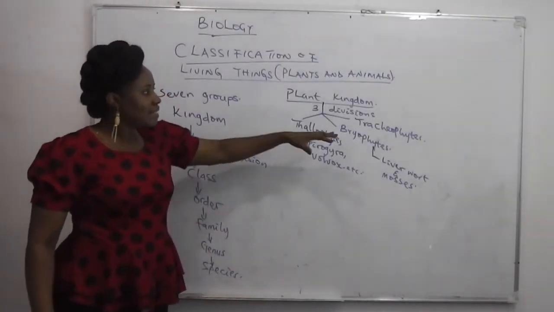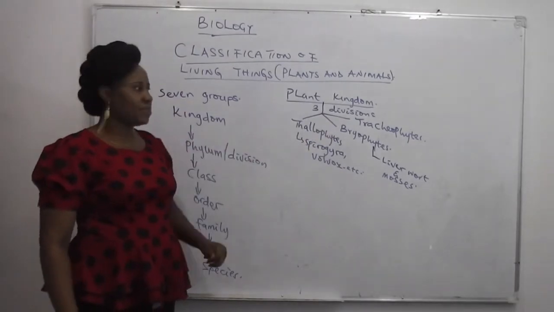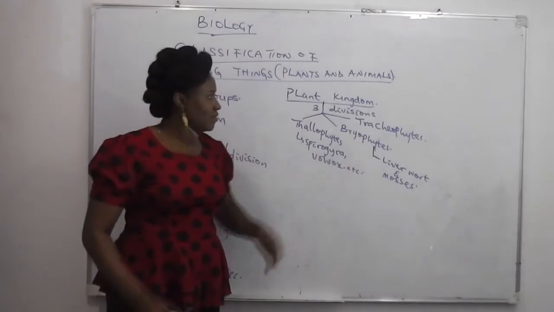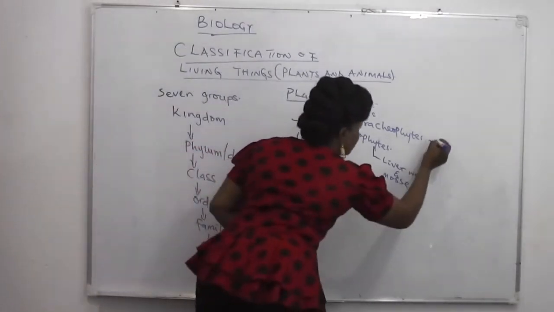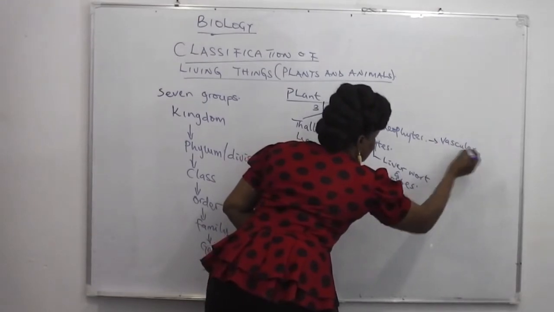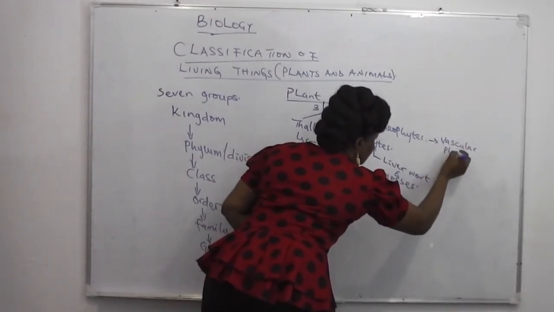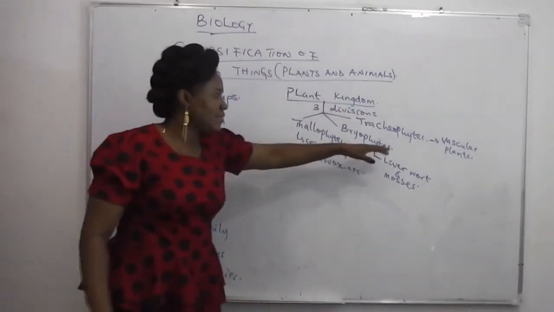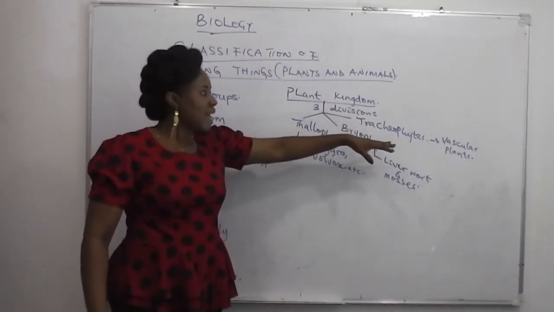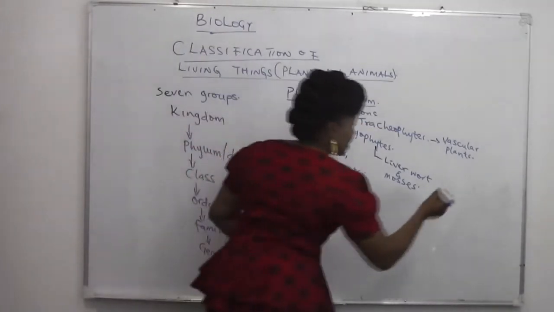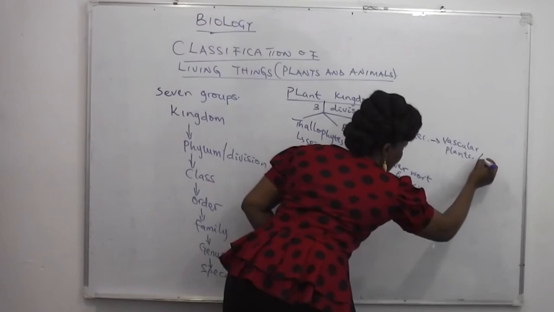Now the Trachyphytes. This is the largest division in the plant kingdom, and they are called the vascular plants. Why then do we call the Trachyphytes the vascular plants? Because they have vascular bundles.